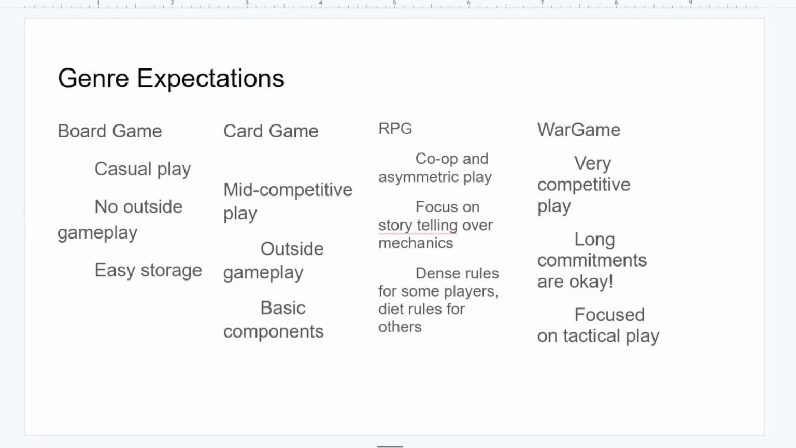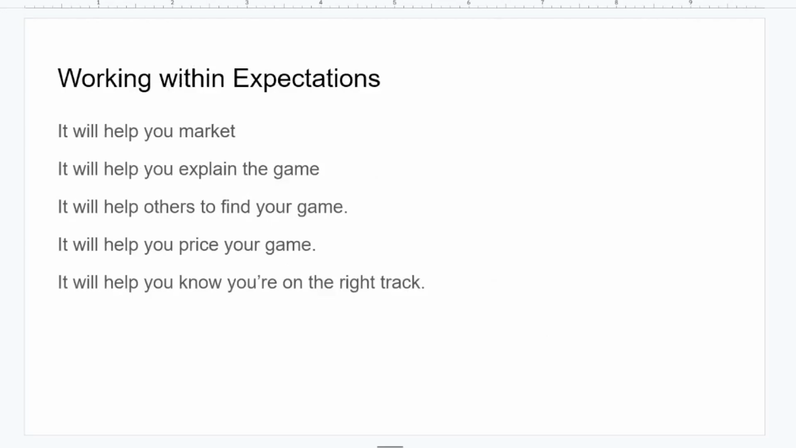So these are all very important things to keep in mind with expectations. And you want to work with these expectations because it will help you market your game. If you know what players of the genre your game is in are expecting, you can specifically target that in your marketing. It will help you explain your game. If you're making a game and you want it to be a tabletop RPG, it definitely helps you explain the game by opening with, my game is a tabletop RPG. It is like these other tabletop RPGs. You will be familiar with the mechanics because it is a tabletop RPG. It will help others to find your game, right?